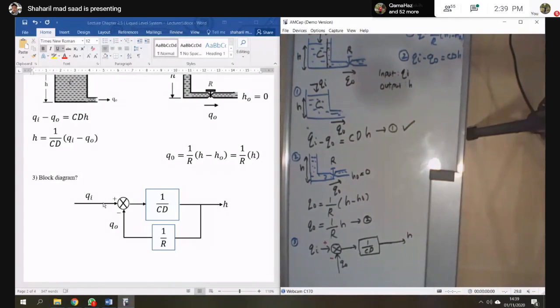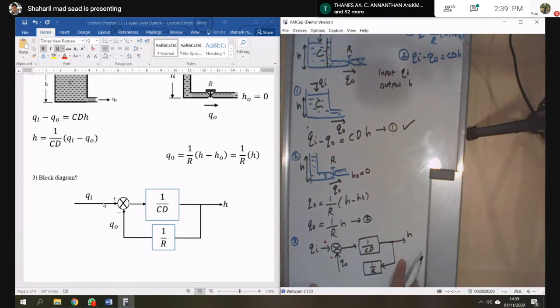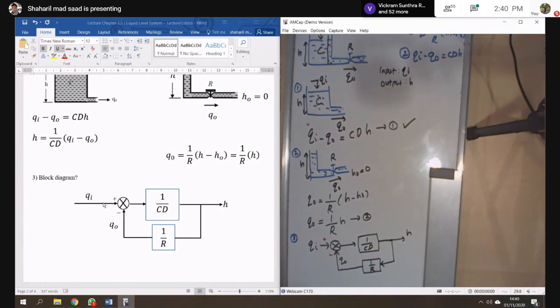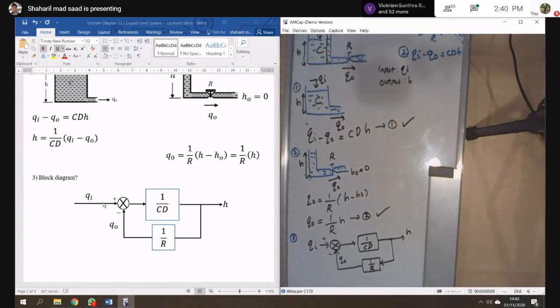Then let's solve for question number 2. That means question number 2 is from the H. We can multiply 1 over R from the H, and then we can get back the Q naught here. Then solve equation number 2.